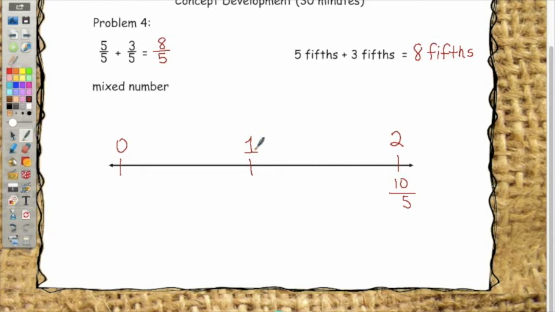What's my denominator? 5. So 4 tick marks between each whole number. Okay, so the first one is 5/5. Where do I stop? At 1. At 1 whole. 5/5 plus 3/5 equals 8/5. And how do I write that as a mixed number? 1 and 3. 1 3/5.